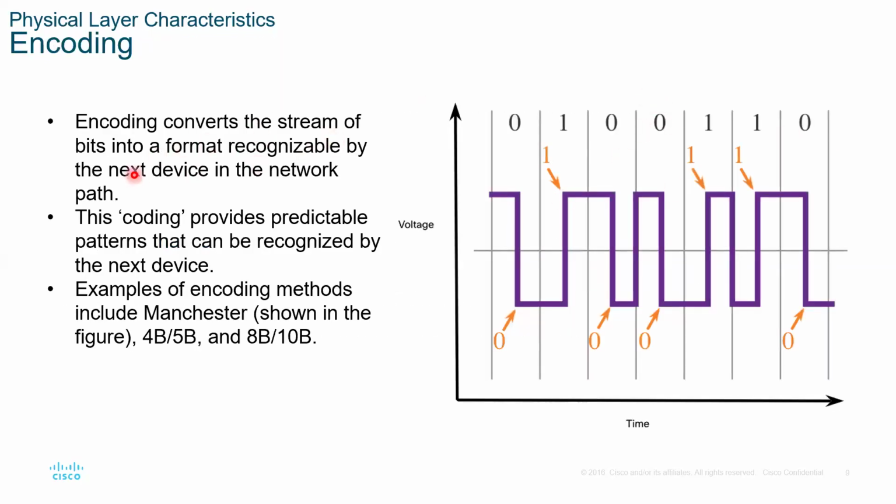Encoding converts a stream of bits into a format recognizable by the next device in the network. How is it recognizable by the next device? It's just a process of encoding and decoding. And how do we get to these bits?